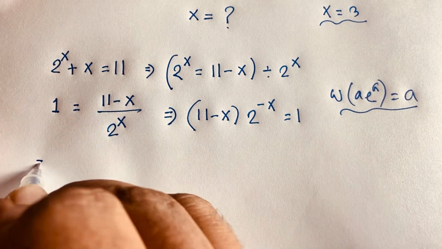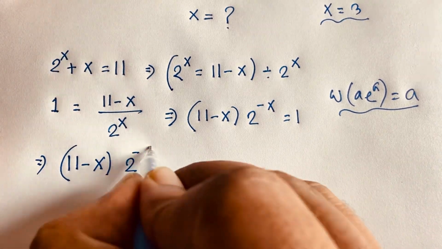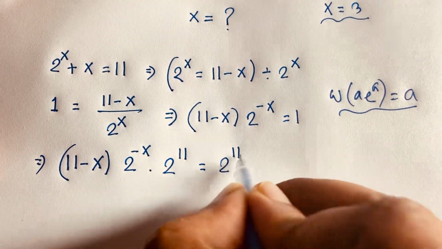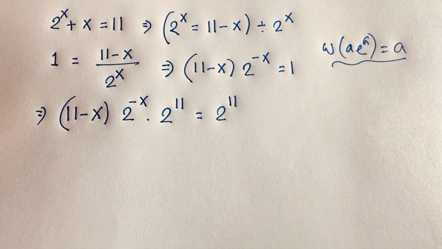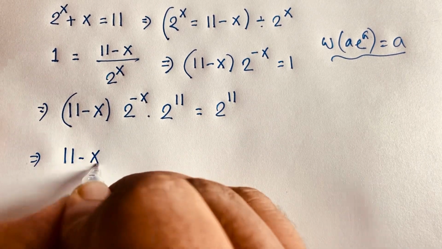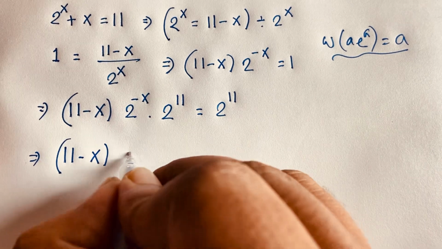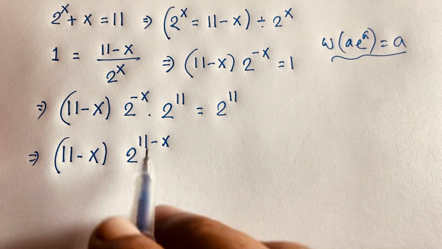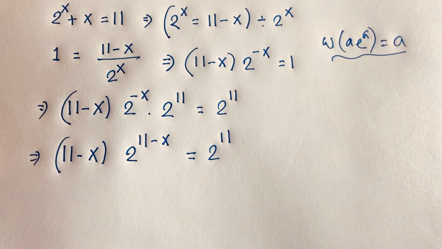So I can easily say 11 minus x times 2 to the power minus x times 2 to the power 11 is equal to 2 to the power 11 times 1, which will be 2 to the power 11. Then look, we'll find 11 minus x times 2 to the power 11 minus x. Look, the bases are the same, so according to the exponential law, I just add the exponents and it will be 2 to the power 11.